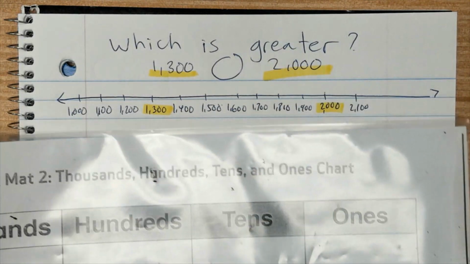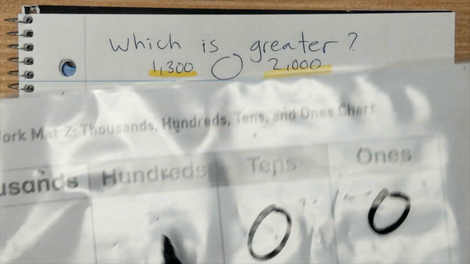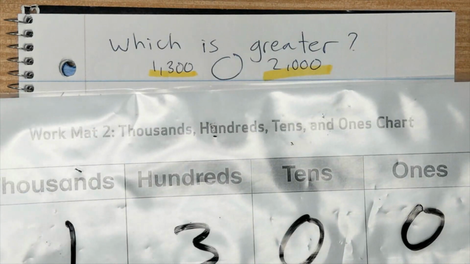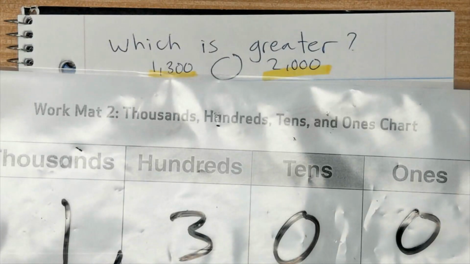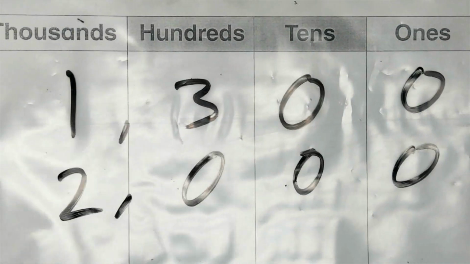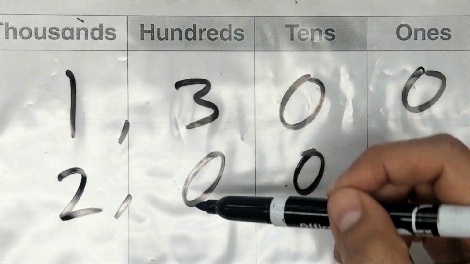Okay. So I start out with 1,300. 0 ones, 0 tens, 300, 1,000. Comma right there. And 2,000. 0 ones, 0 tens, 0 hundreds, 2,000. So I start off with the greatest value. The greatest value. It's not the ones, it's not the tens, it's not the hundreds, it's the thousands.